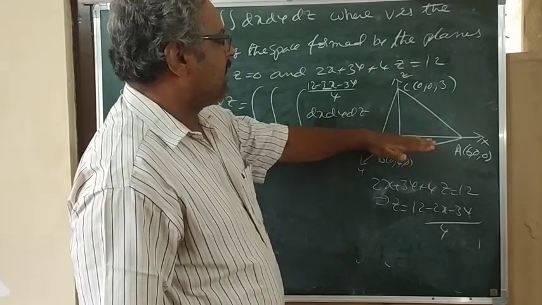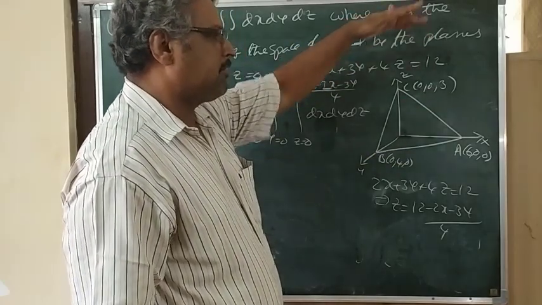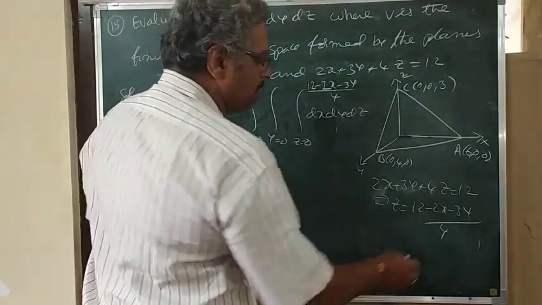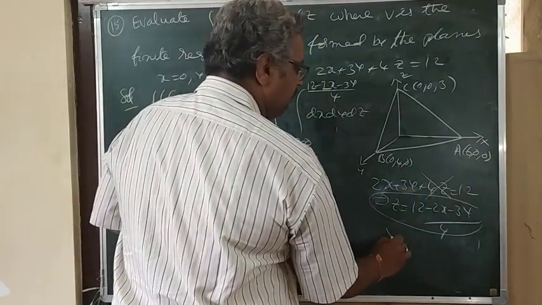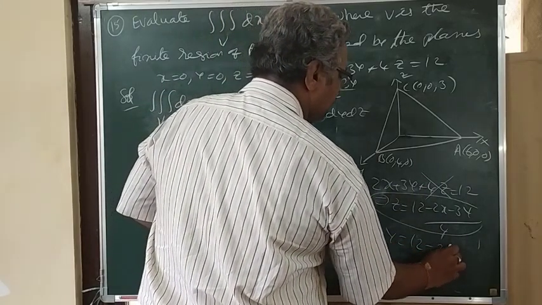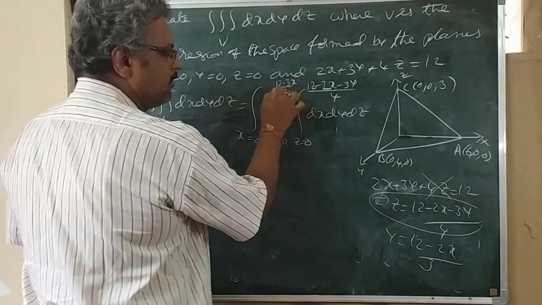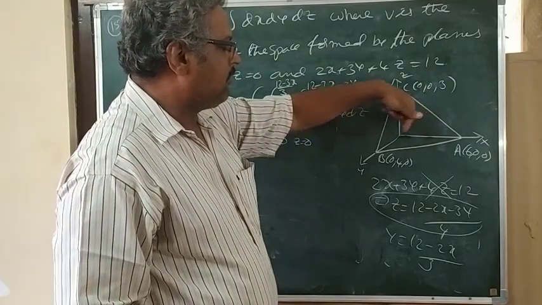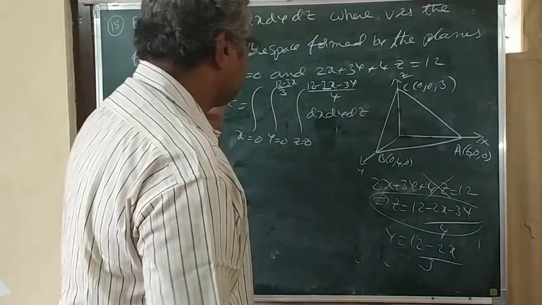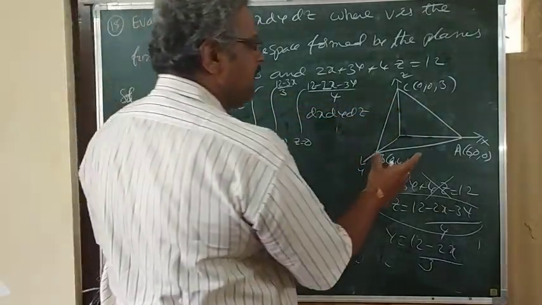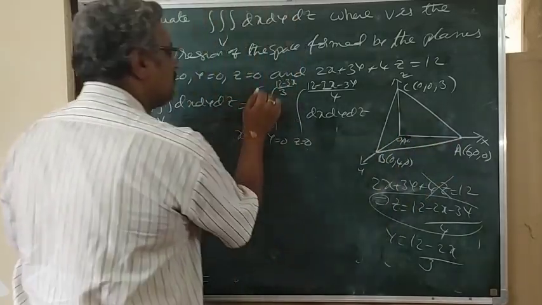So along z axis, from the lower plane up to this plane equation of this tetrahedron. Now for finding the y limits, very simple method: remove z and find out y value. Y equals to 12 minus 2x by 3. So observe along the y axis from this one to this one. So this is a triangular form. Y equals to 0 to this one. Then finding the x limits: this is 0, 0, 0, along x axis 0 to 6.